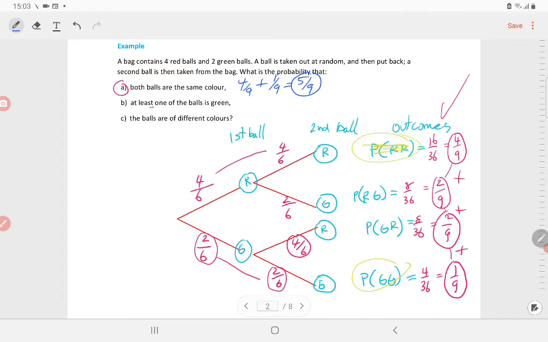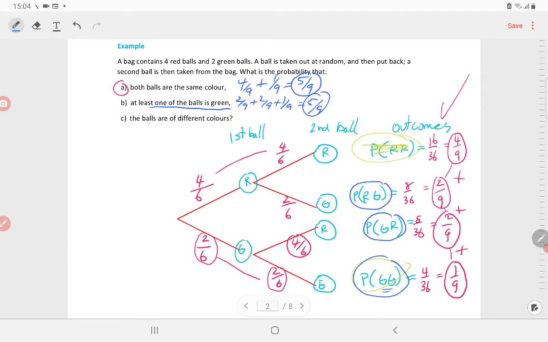Okay, at least one of the balls is green. So how many of them have green in them? This one, this one, this one. At least one green means minimum one green. So 2 greens is no problem. You can have two greens. So if you add those fractions, 2 on 9 plus 2 on 9 plus 1 on 9, you'll get 5 on 9. So let's write them down. So 2 on 9 plus 2 on 9 plus 1 on 9 is 5 on 9. Okay, so at least one ball is green.